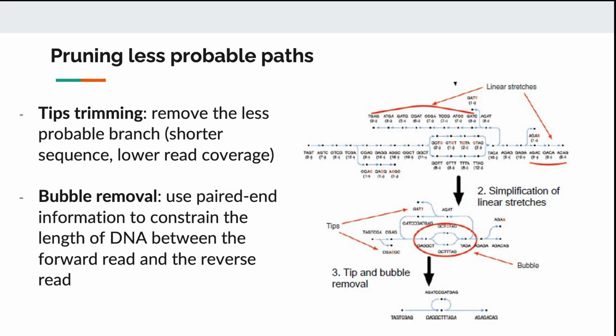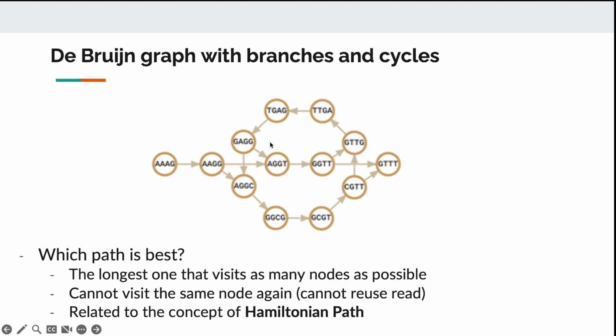But most of the time, there are going to be multiple possibilities that prevent you from using all the reads. In this example, even though there are branches and there are cycles, you can still find a way to walk through every read. So there's still a Hamiltonian path.